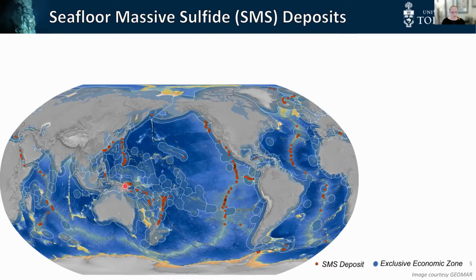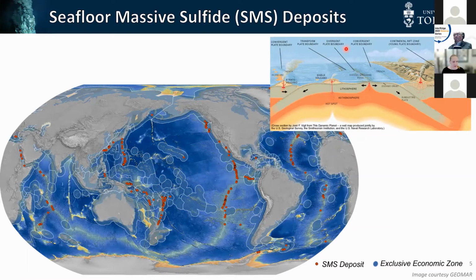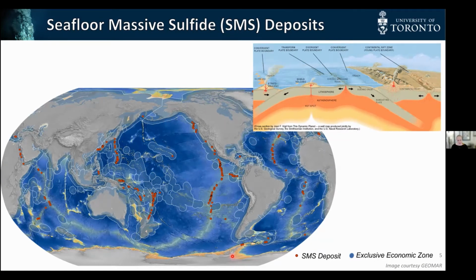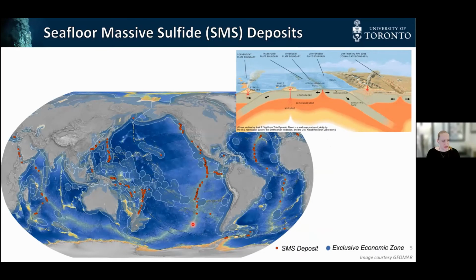And very predictably, these are located along these different kinds of plate boundaries where we have a lot of volcanism and magmatism to drive the hydrothermal convection. So we have many of these along mid-ocean ridges where it's within international waters, and quite a lot in subduction-related environments, which is generally within exclusive economic zones.